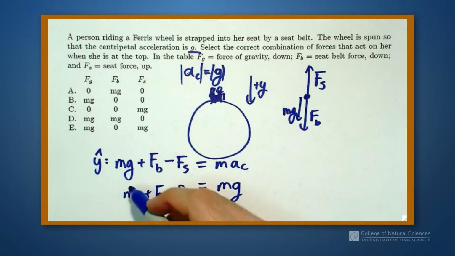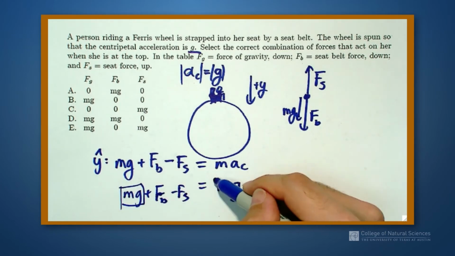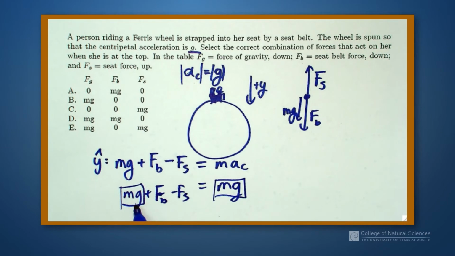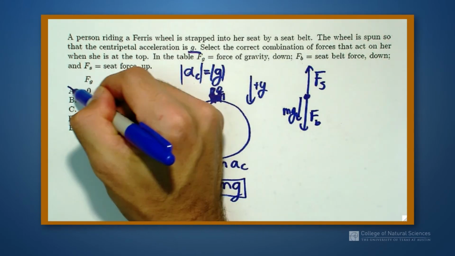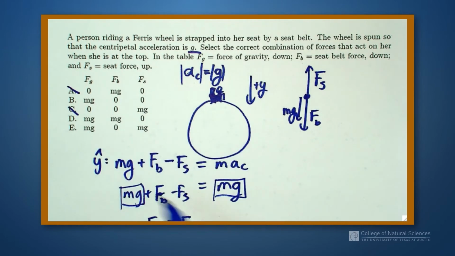Well, that's interesting because I can see that I have mg here and mg there. So it looks like my entire centripetal acceleration is provided only by my weight force, which really reduces down to the seat force and the belt force having to be equal to each other, but in opposite directions. So if I look through this, I know that I have a weight force. So I can eliminate answer A and answer C because they both have zero weight forces. I know that's not correct.